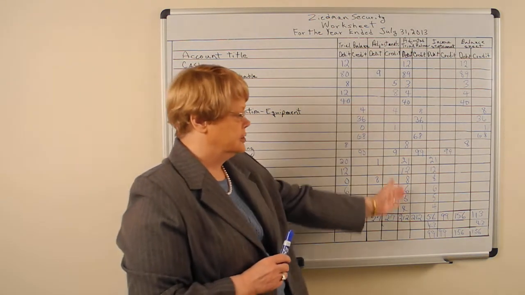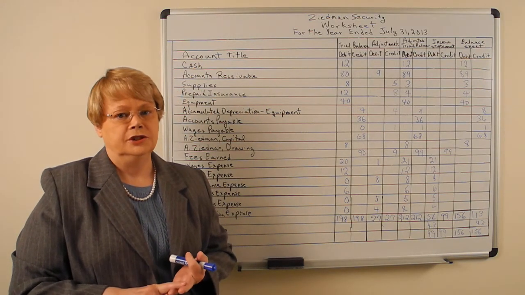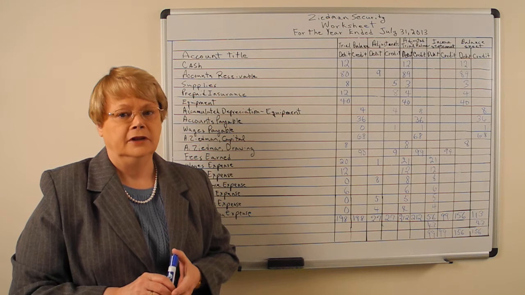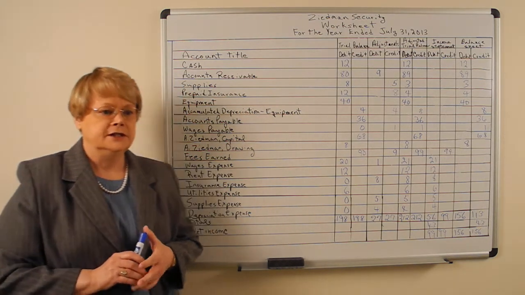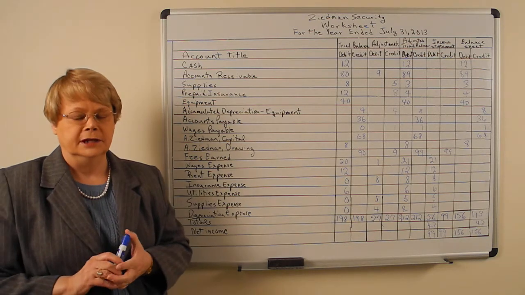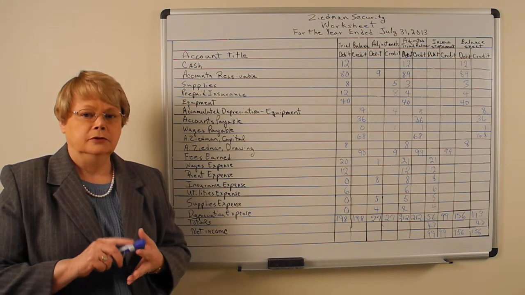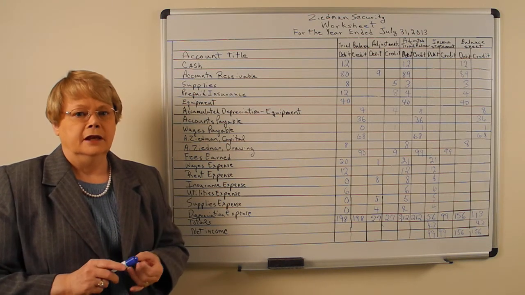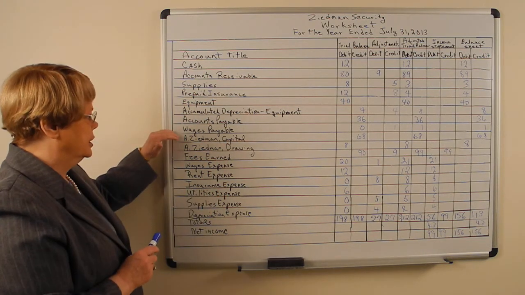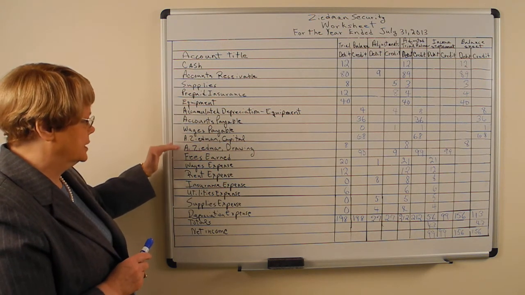All right, the next thing we're going to do on the worksheet is simply move the balances in the adjusted trial balance column over to the income statement or the balance sheet columns, depending on what type of account it is. Now, if you have listed your accounts in financial statement order, which is the proper order to list them in, that would be assets, liabilities, capital, drawing, revenue, and expense.